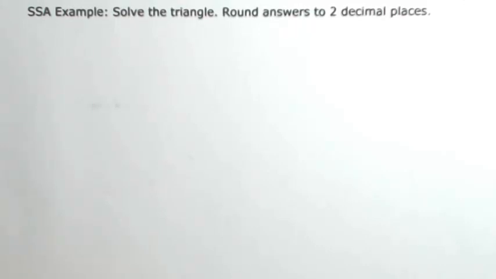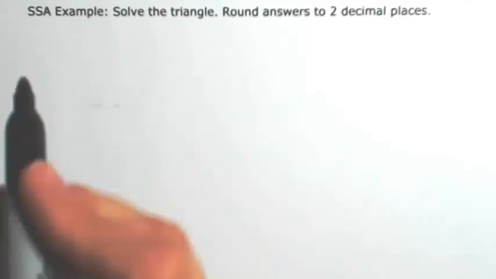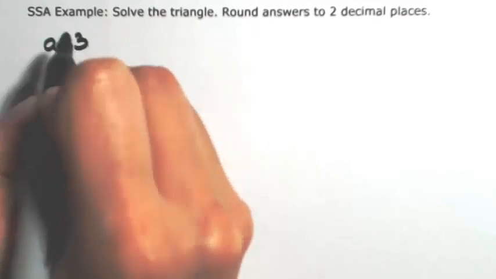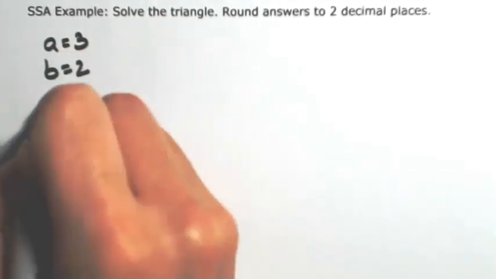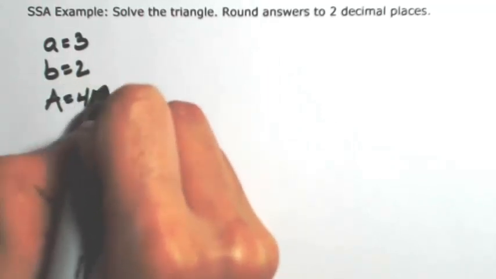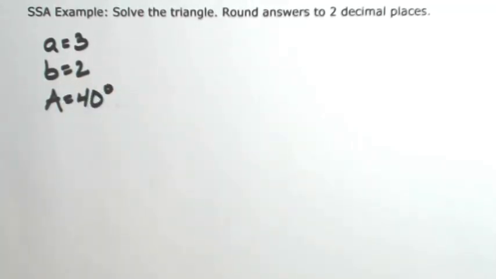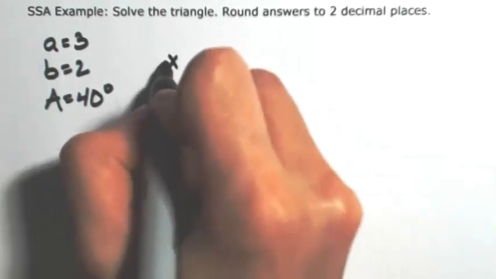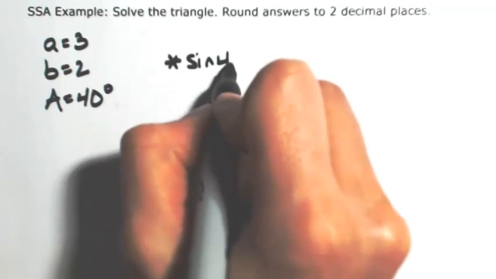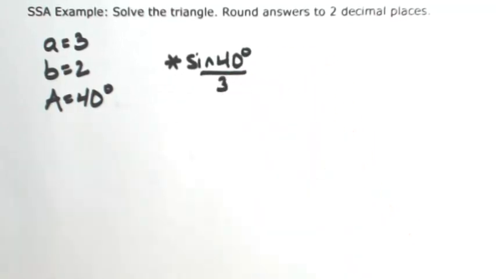Let's try an example using the law of sines to solve for a side-side-angle triangle. Suppose we have two sides. Say side A is 3, side B is 2, and angle A is 40 degrees. The first thing I notice is that I have an angle with the corresponding side, so I'm going to be using sine of 40 degrees over 3 as my given ratio to find all of my missing angles and sides.